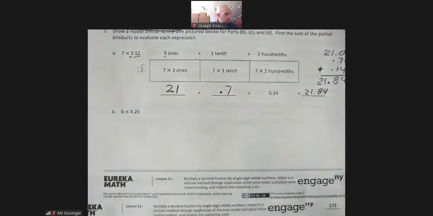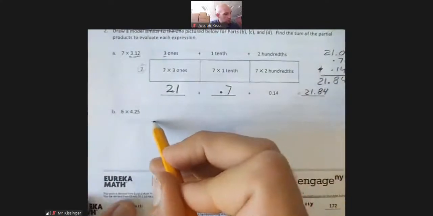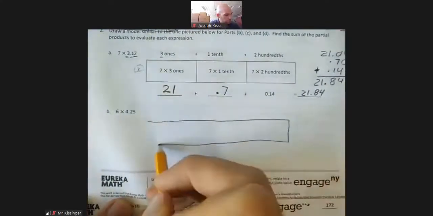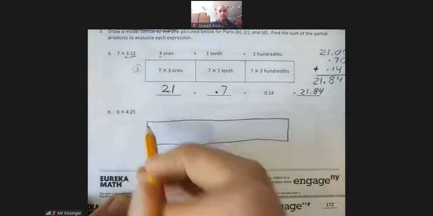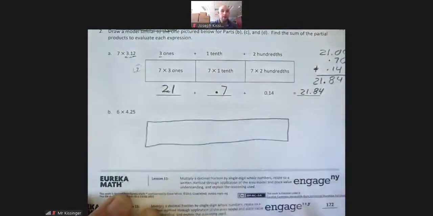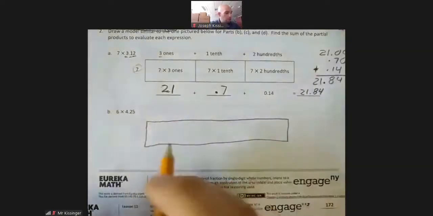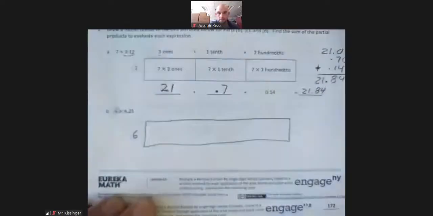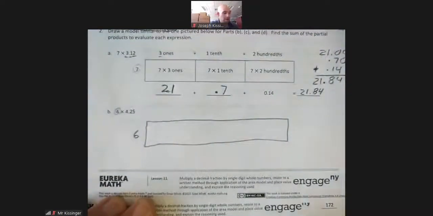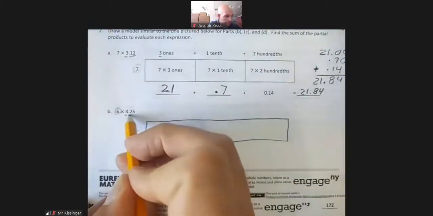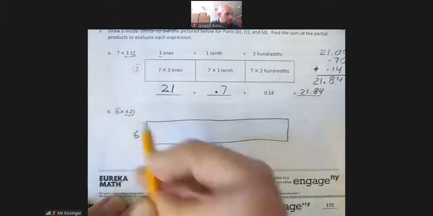So let's start by drawing our rectangle. And we're going to find the area of this rectangle by multiplying length times height. So our height here is going to be 6. We're getting that from right here. So we're going to make that our height. And then we're going to multiply by each place value. So we're going to multiply by 4, multiply by 2 tenths, and multiply by 5 hundredths.